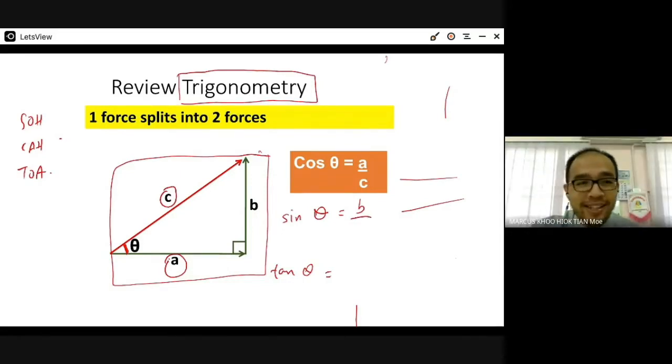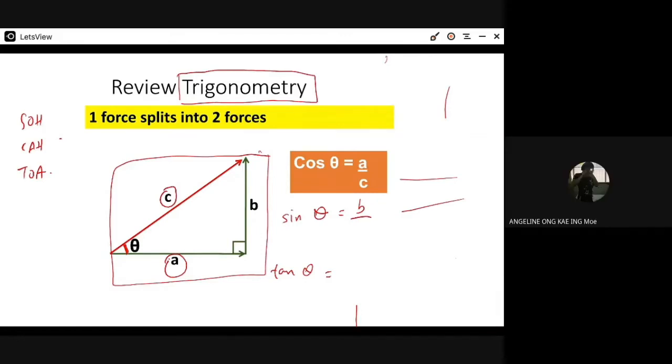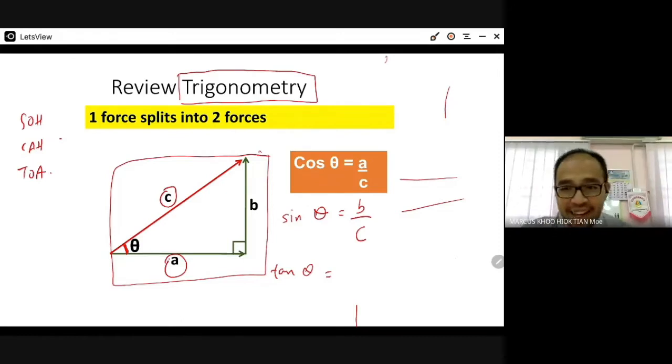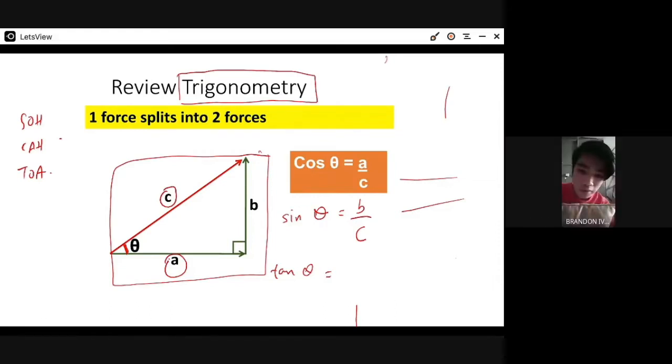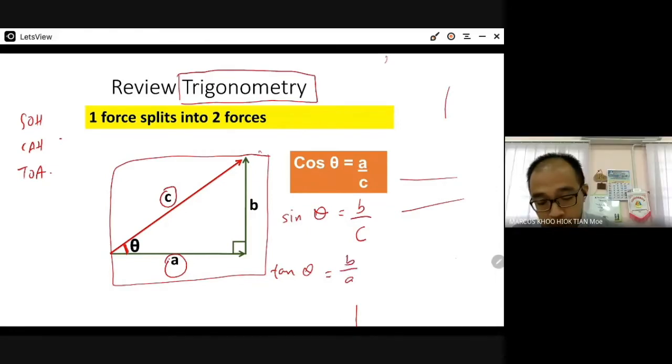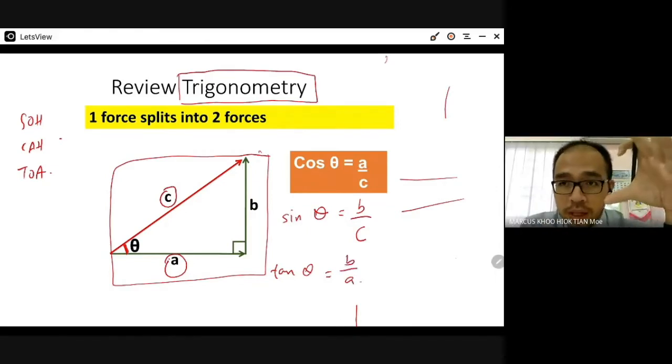Angeline, which one is the hypotenuse? Oh, C. Yeah, okay. Please recognize the hypotenuse. Brandon, tangent, please. B over A. Okay, B over A. So this is a very important thing. Take note of this, people.